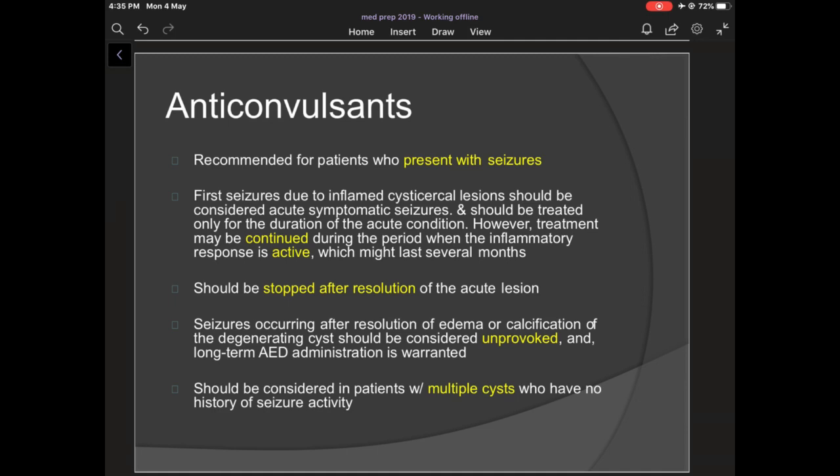The first seizure due to inflamed cysticercal lesions should always be considered an acute symptomatic seizure and should be treated only for the duration of the acute condition. The treatment is to be continued while the inflammatory response is active, which might sometimes last up to some months in some patients, and it should be stopped after the resolution.